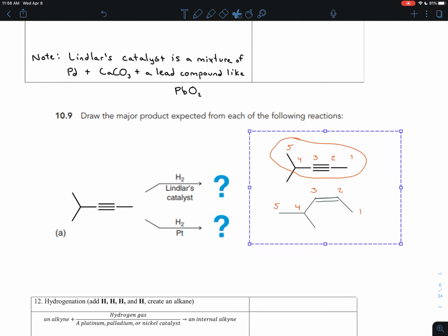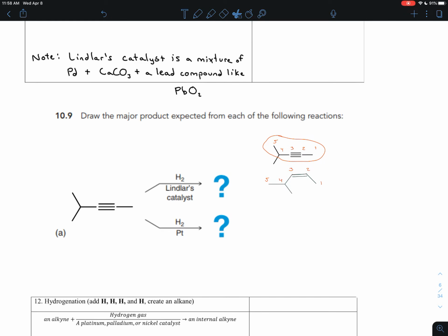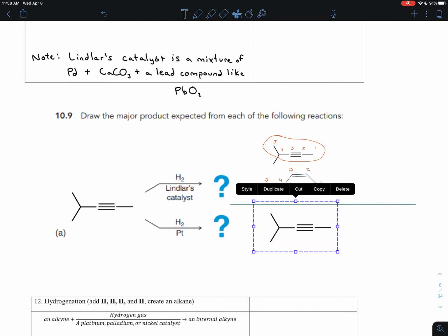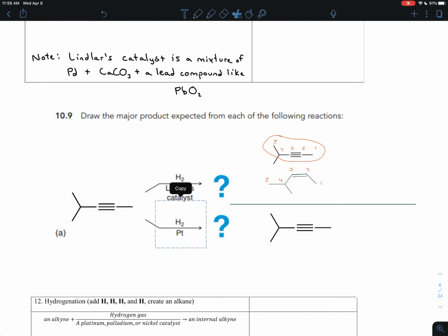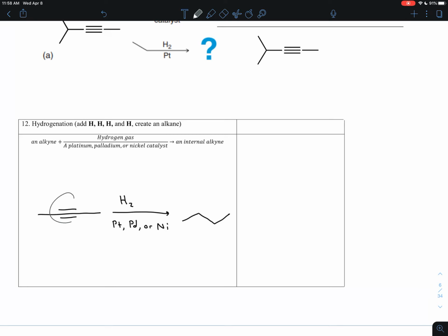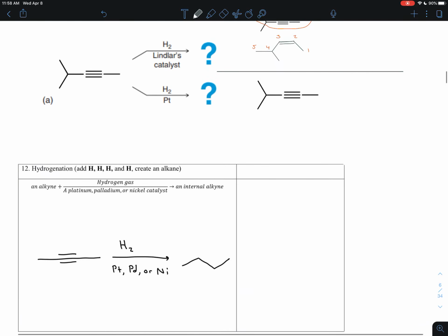Okay, now let's consider this reaction on the bottom. What if we use the same starting material, but instead of using Lindlar's catalyst, we just bubble some hydrogen gas through with regular old platinum. The platinum is not being poisoned in any way. Well, in that case, we're going to get regular old hydrogenation, right? If you have an alkyne and just regular old hydrogen gas with either platinum, palladium, or nickel, you don't need all three of these, just one of those, then it'll take you all the way to the alkane. Where you had a triple bond, you will just have a single bond.